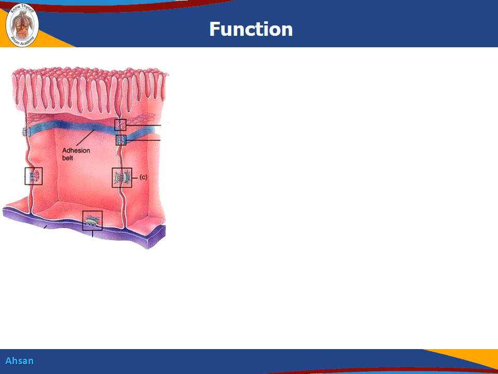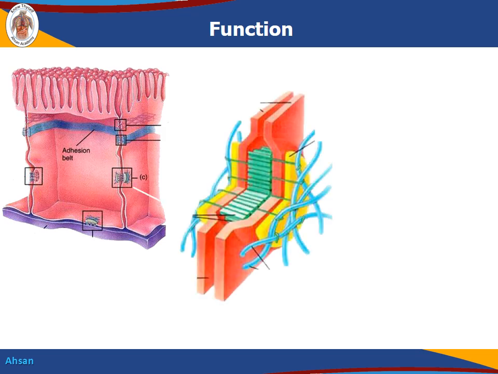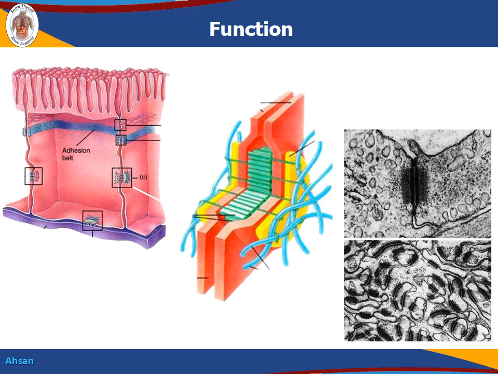You can see three types of junction here. This one is zonula adherens. This is in the electron microscope, it looks like this one. This achieves the adhesion between the adjacent cells.